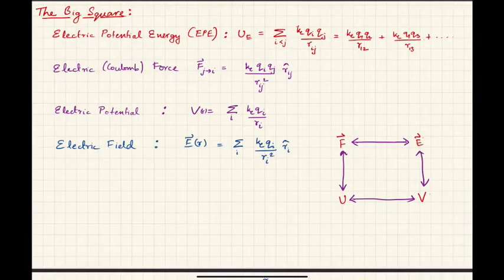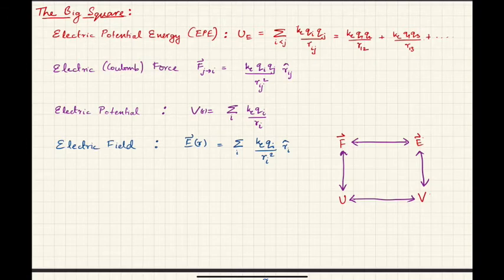Here we're going to talk about the different tools that we have to describe electric interactions, like the electric potential energy, which has this mathematical form, the electric force, which has this mathematical form, the electric potential, which has this mathematical form, and the electric field as this mathematical form.